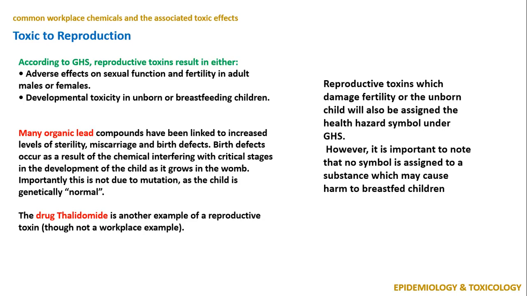For example, the drug thalidomide is an example of a reproductive toxin, though it is not a workplace chemical. A reproductive toxin which damages fertility or the unborn child will be assigned the health hazard symbol under the GHS, but no symbol has been assigned to a substance which causes harm to the breastfed child.